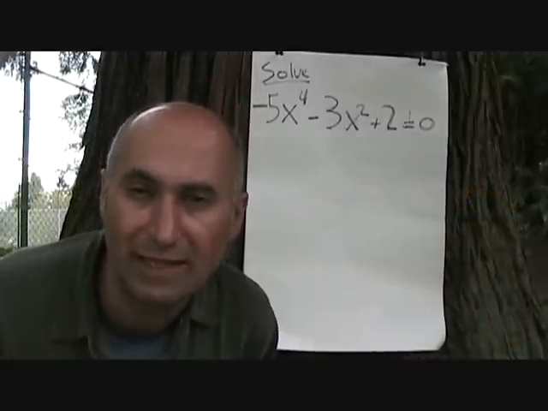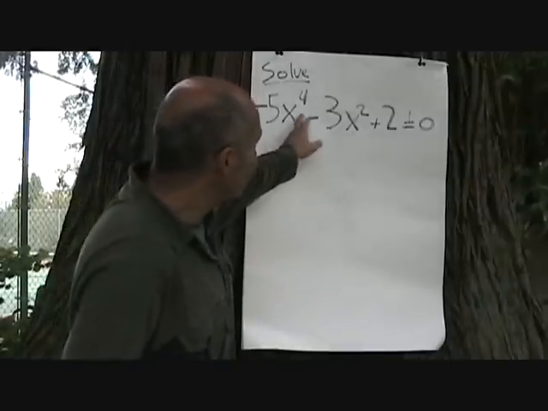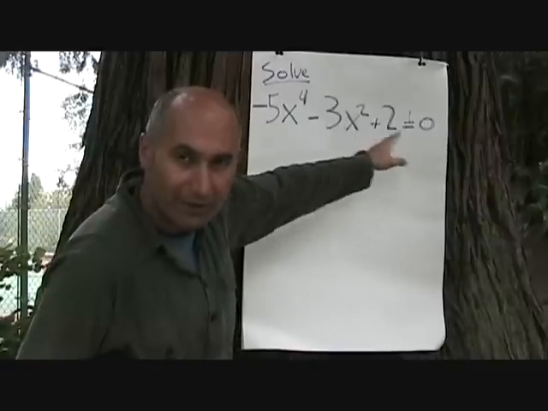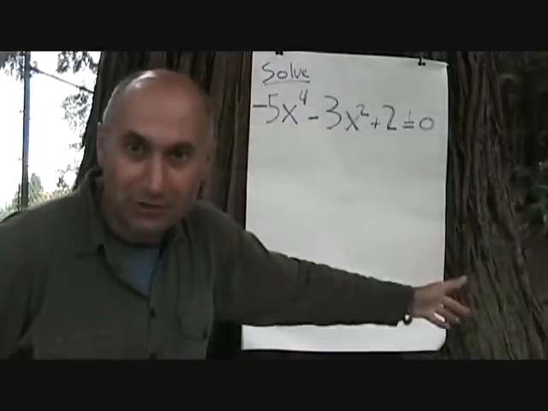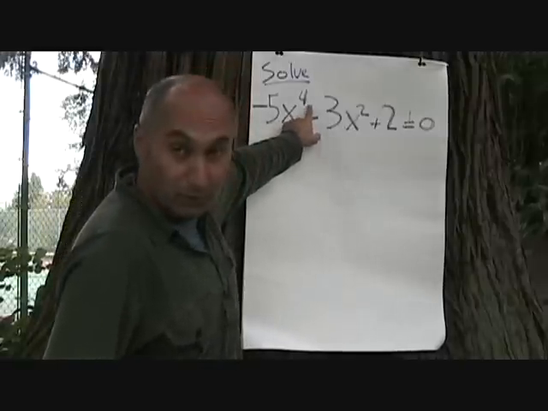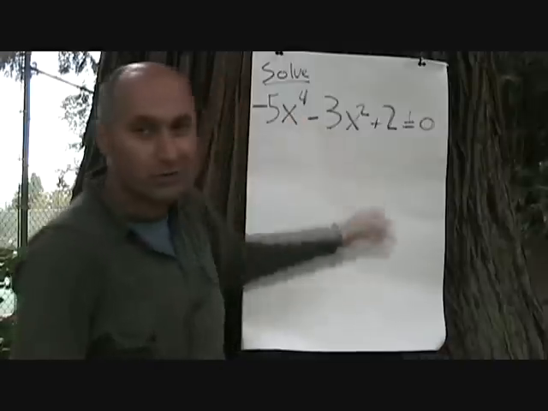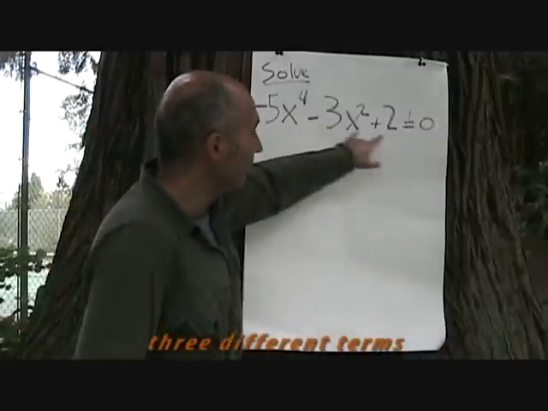The reason we're going to use the let statement is because this isn't a quadratic equation. This is a quartic equation, because the power of 4 makes it a quartic trinomial, because there are 3 different expressions.